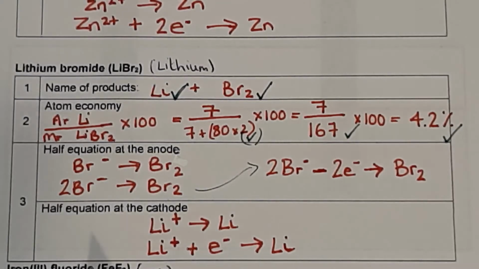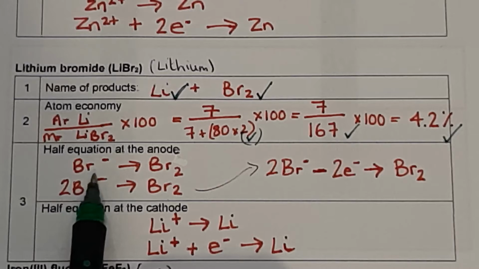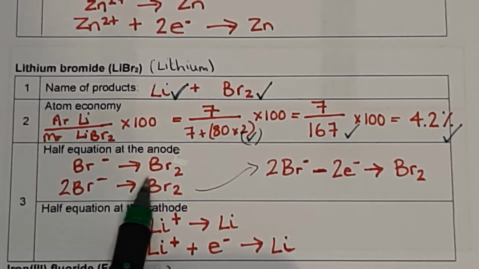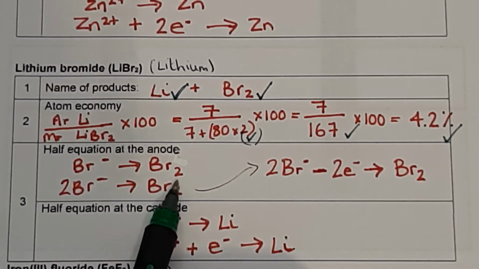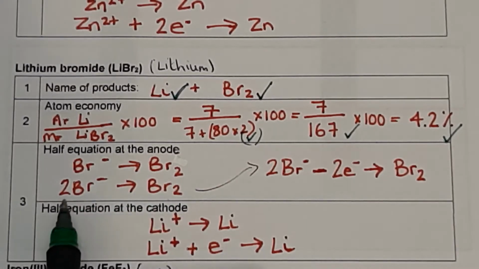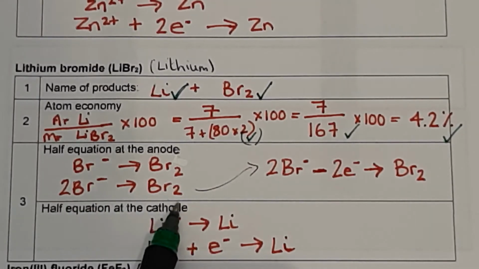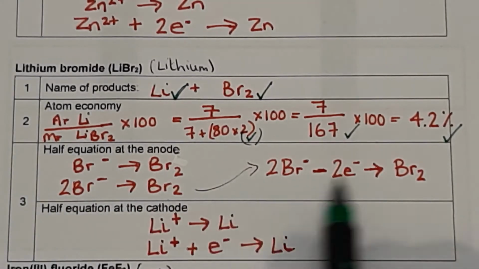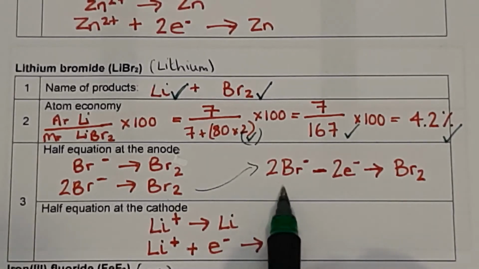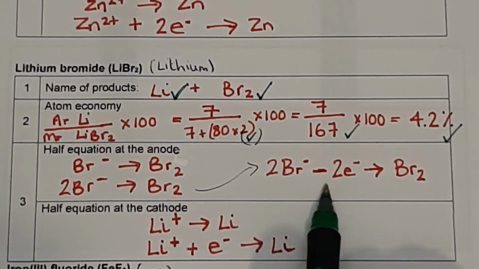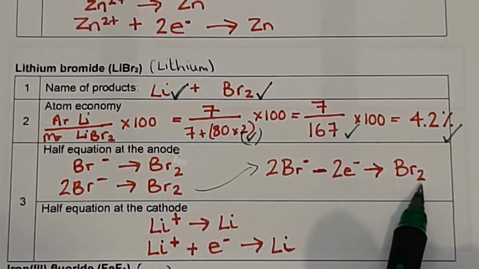So the half equation at the anode is bromine as an ion, so bromide ion, one with a negative charge, turns into diatomic bromine, Br2. So to balance that, we need 2 Br minus turns into Br2. And then finally, our final equation is going to be that 2 negatively charged bromide ions take away the 2 electrons, turn into a bromine diatom, or 2 atoms together.